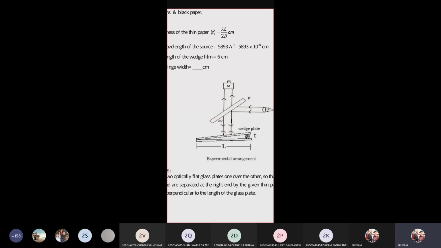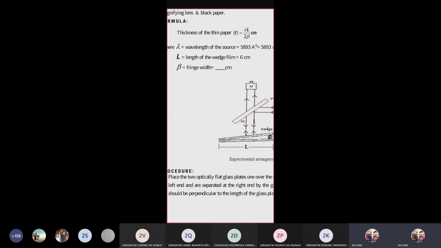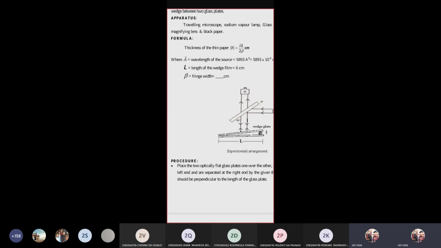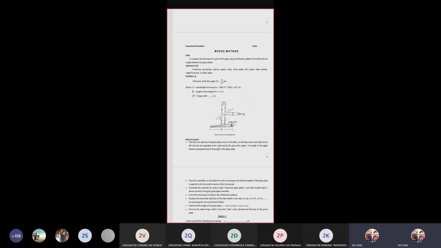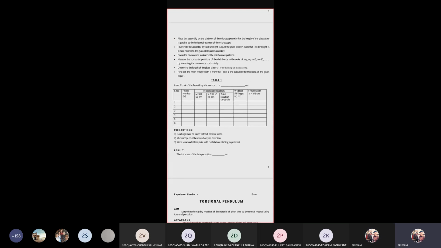నెక్స్ట్ మన కోర్స్ వచ్చేసి β వాల్యూ, ఇట్ హ్యాస్ టు బి క్యాలిక్యులేటెడ్ ఇన్ ది టేబుల్. మనం ఎక్స్పెరిమెంట్ చేసి మనకు వచ్చిన వాల్యూస్ బట్టి β వాల్యూ అనుకుంటాం. దట్ ఈస్ ద ఫ్రింజ్ విడ్త్ in centimeters. Okay, this is the experimental arrangement. This is the source of light. Next one చూడండి టేబుల్. ఈ టేబుల్ లో మీకు ఫస్ట్ కాలం వచ్చేసి లీస్ట్ కౌంట్ ఆఫ్ ట్రావెలింగ్ మైక్రోస్కోప్.